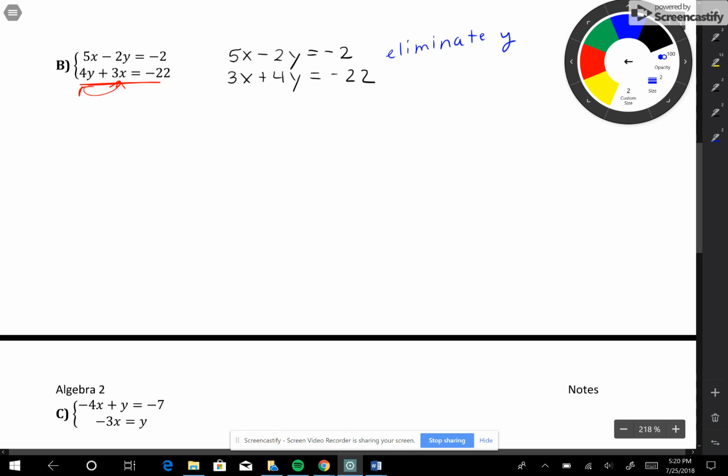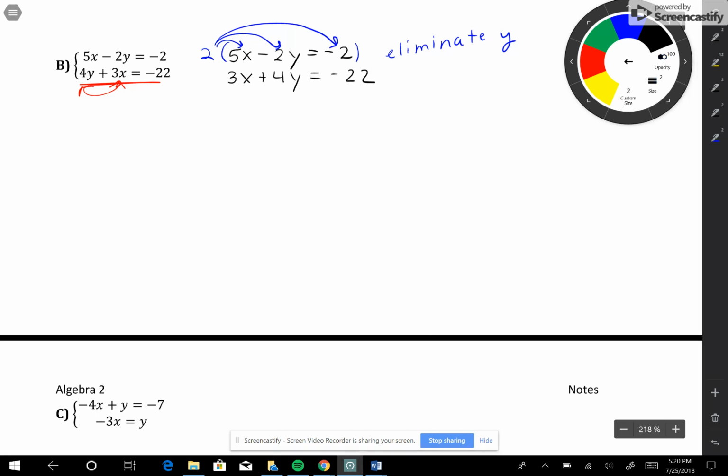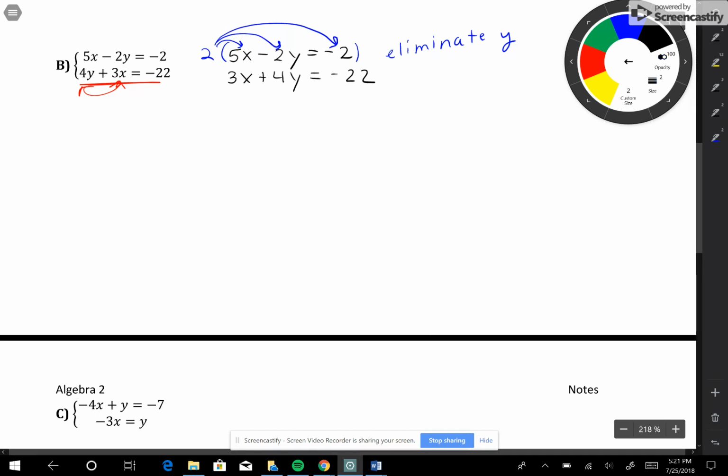And how I do that is I have to take the entire first equation and multiply by 2. That means I distribute this 2 to every piece of the equation. And I'm just going to write that new one underneath this bottom one. So 2 times 5x is 10x. 2 times negative 2y is negative 4y. 2 times negative 2 is negative 4. And now we see we have opposites, which makes our addition do what we want to happen. Those will cancel out.